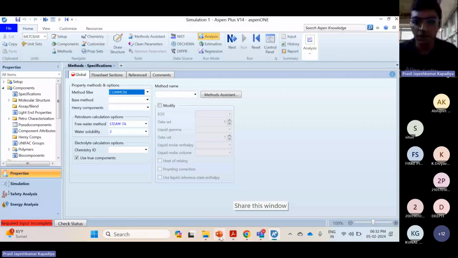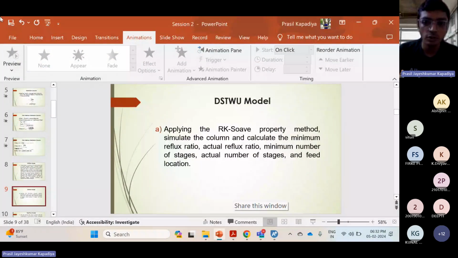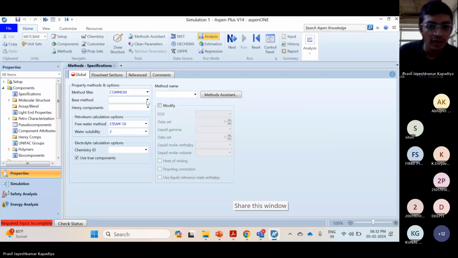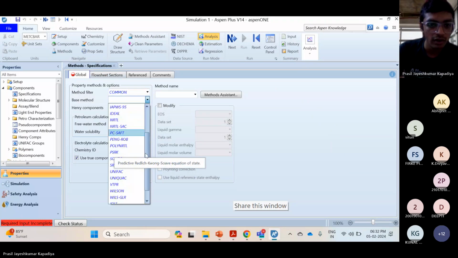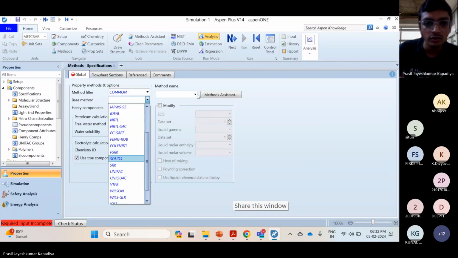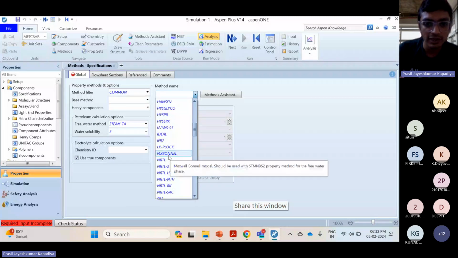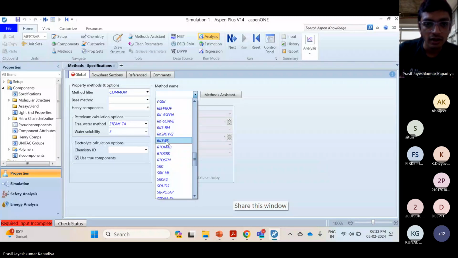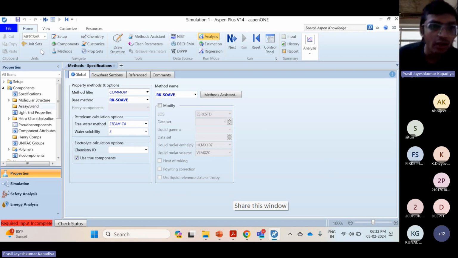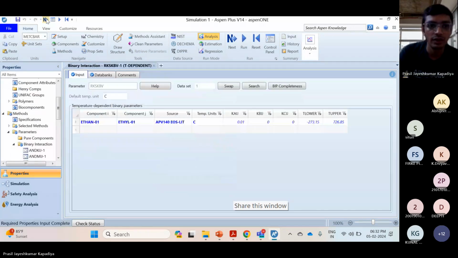Next. So which property method are we supposed to use? We are told to use RK equation of state. RK is not here, so we'll go from method name. Here you will find RK, the RK equation of state. Okay, so we have added it. Now we don't need to do anything.